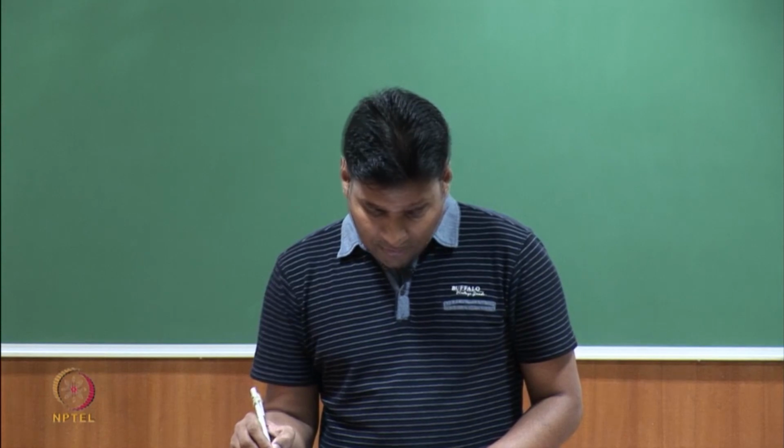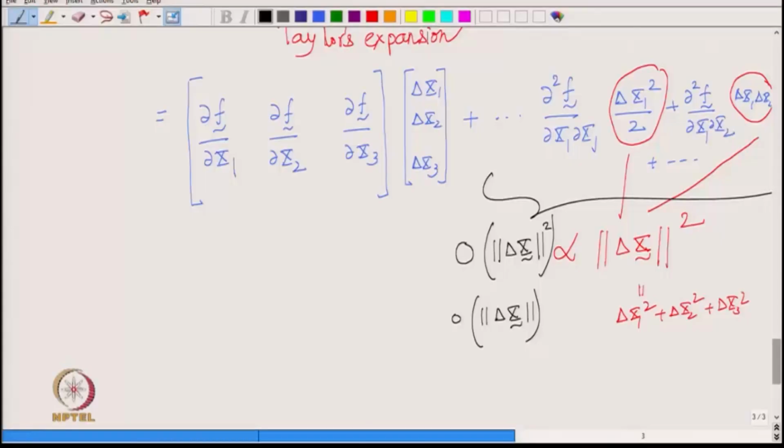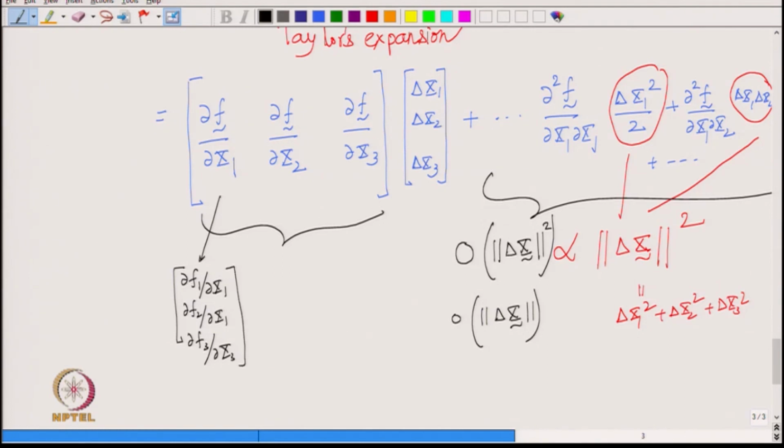Also see what can you say about this matrix here. Look at this matrix. So, if you write it in component form, the first column is basically del f 1 by del big X 1, then del f 2 by del big X 1 and del f 3 by del big X 3. Likewise, for the other columns.